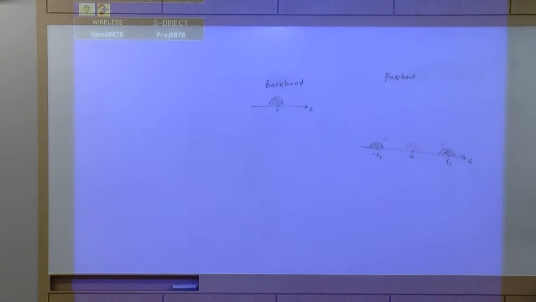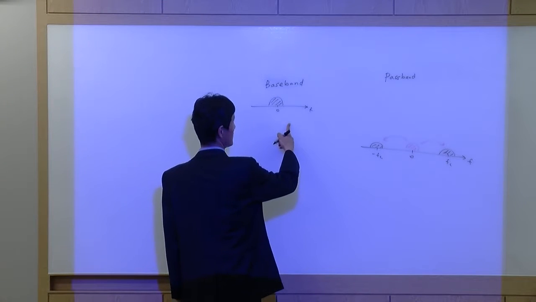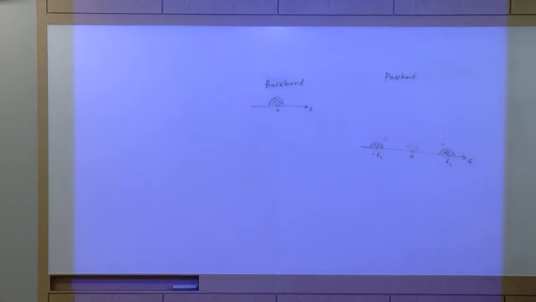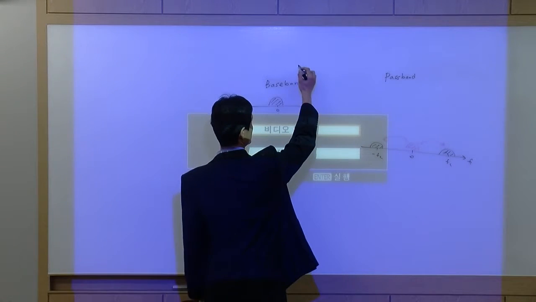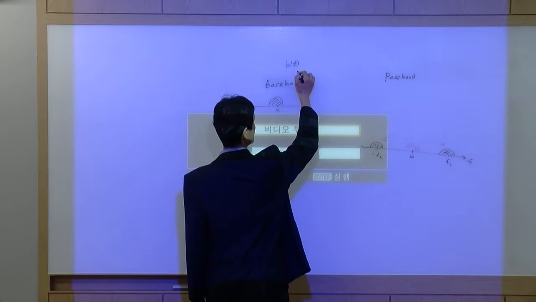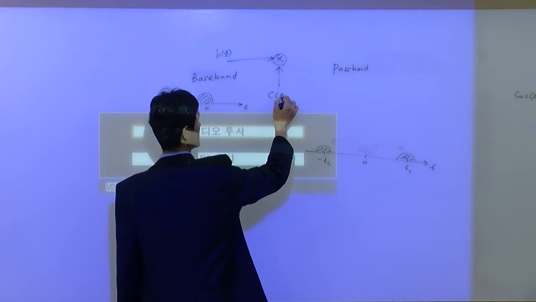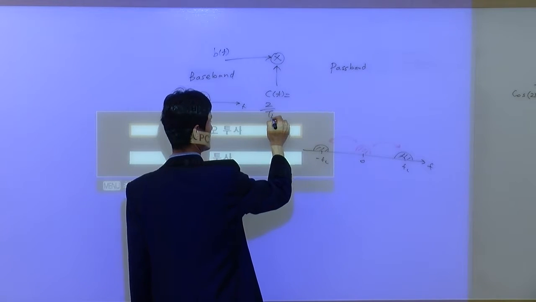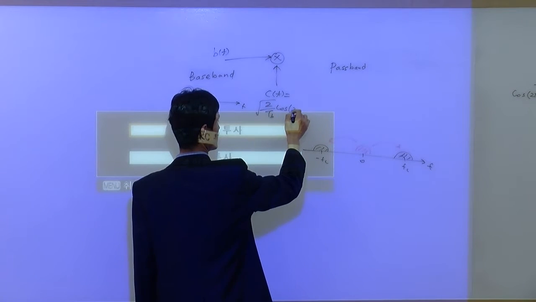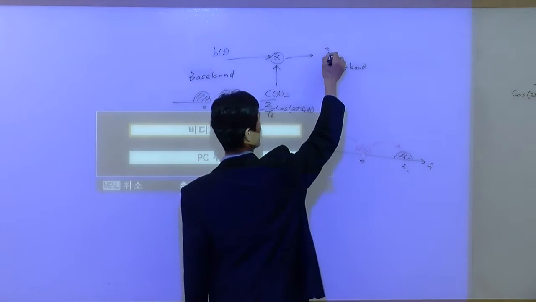Okay, let me just draw it here. So we have a BT here, right? BT comes into here, and we multiply a carrier CT. The CT, you know, is a cosine, right? Root 2TB cosine 2 pi FCT. That's what you get as ST.